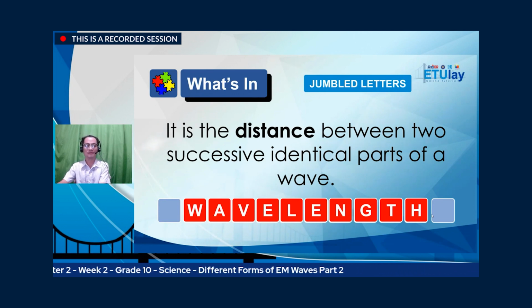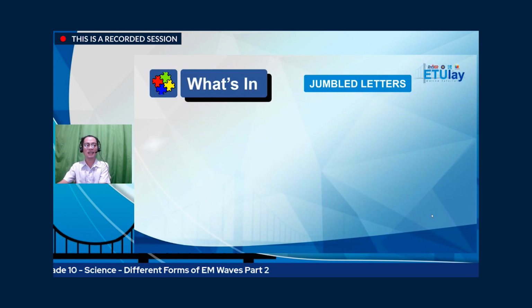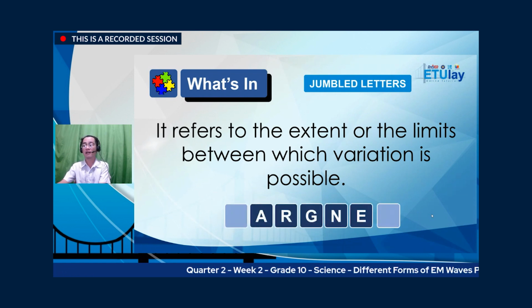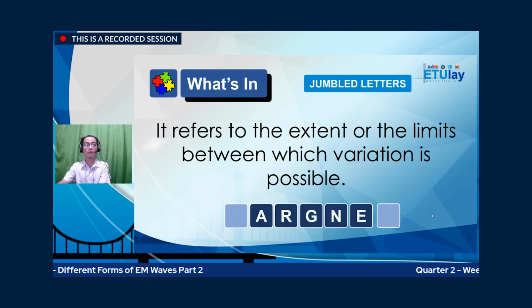Congratulations! And this is the last statement. It refers to the extent or the limits between which variation is possible. These are the letters A, R, G, N, E. Let me count. 5, 4, 3, 2, 1.